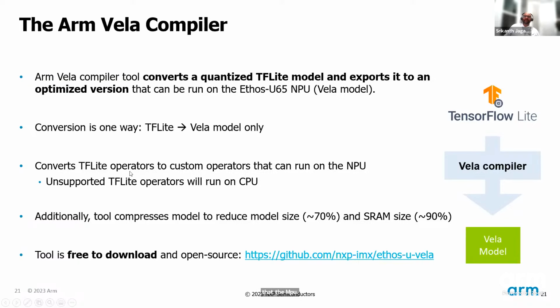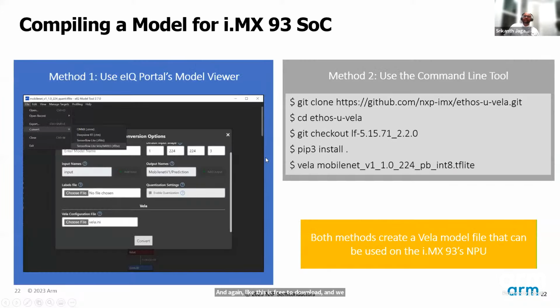But any operators that are not converted will run on either the A55 or the M33. Another important thing the compiler does is reduce the overall model size and memory footprint, so it provides very optimized runtime performance. And again, this is free to download, and we have a link here. There are two ways to do this compilation, because this is the first step that we want to do, right? So there are two ways.